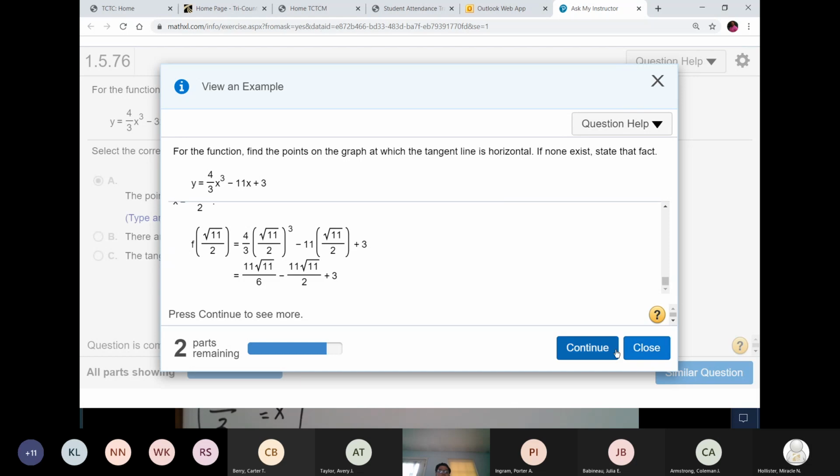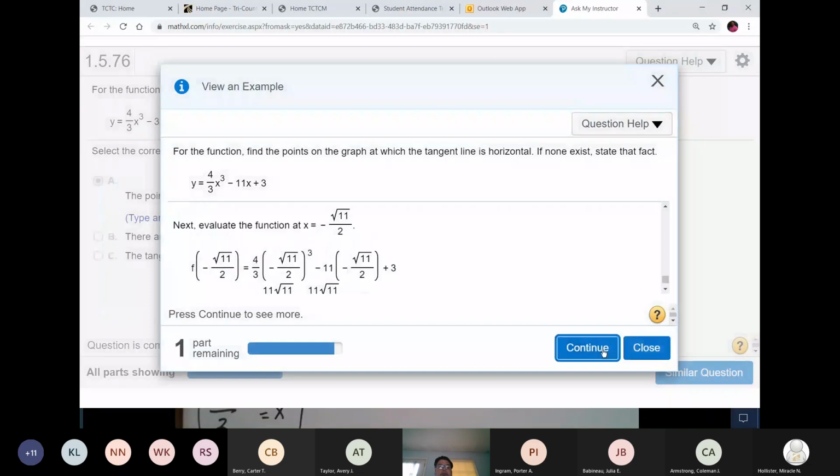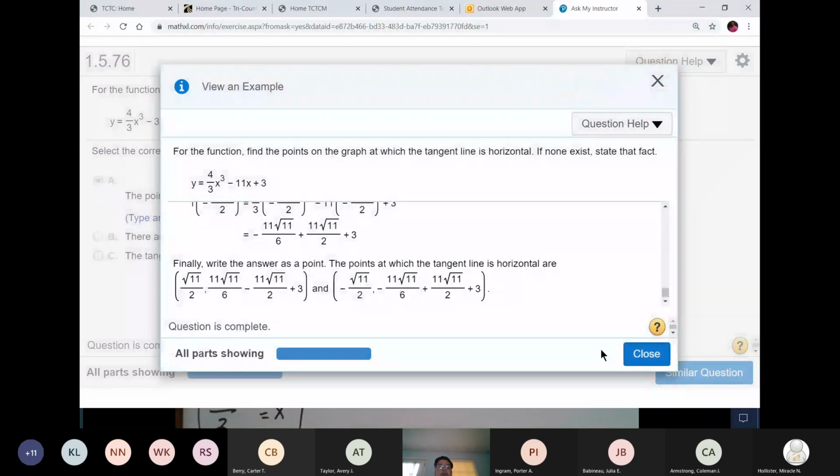I don't know what they're doing there. It looks like they're plugging and chugging. Oh, the square root of 11, yeah, that's what they're doing there. They're plugging in. I'm just looking to see.